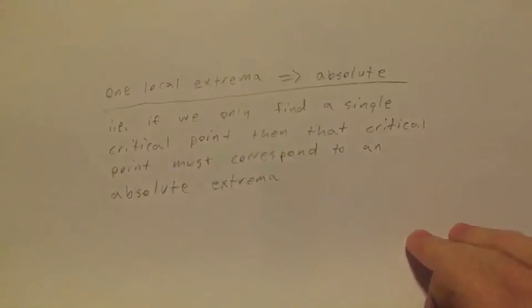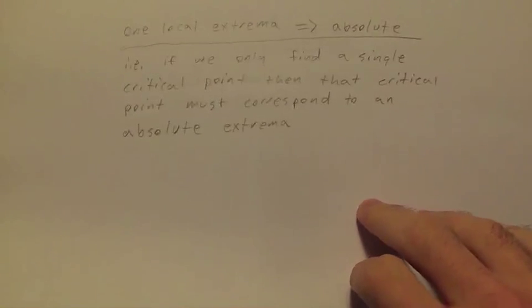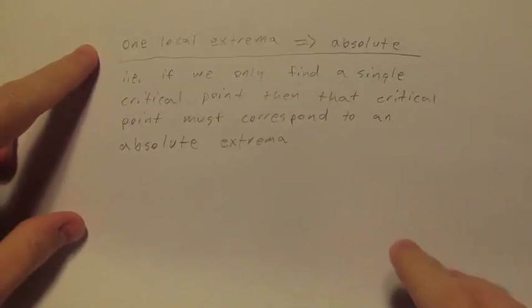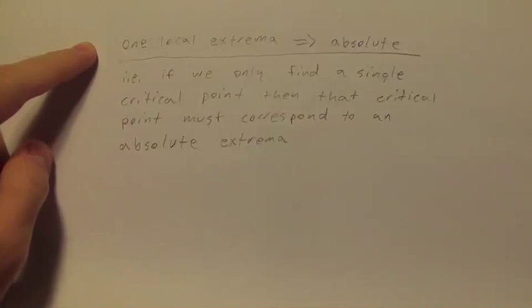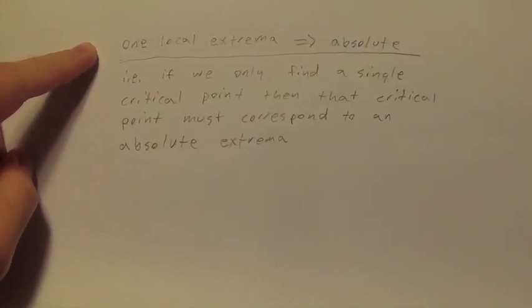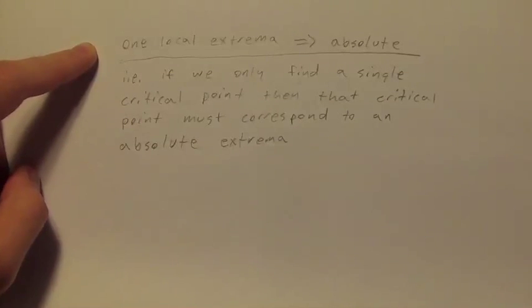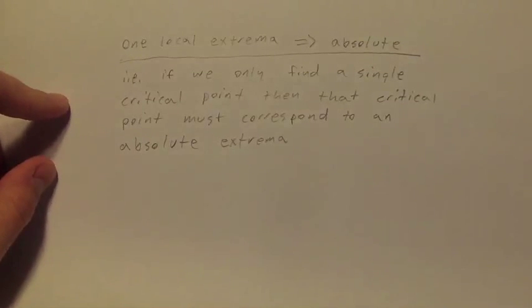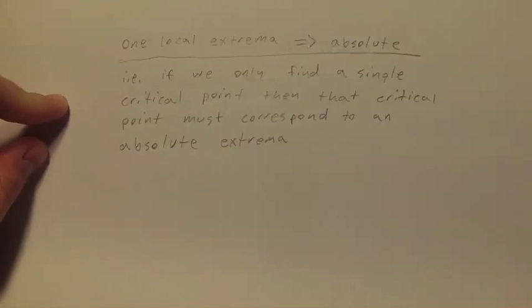You can see it, okay, which says that basically if you have a single local extrema, so if you have a single local max or local min on an entire interval, right? So say you find the critical points and you only find one, then that, if it's a local extrema, local max or local min, it has to be the absolute max or min. Okay? And that's basically what this says, that if we only find a single critical point, then that critical point must correspond to an absolute extrema.